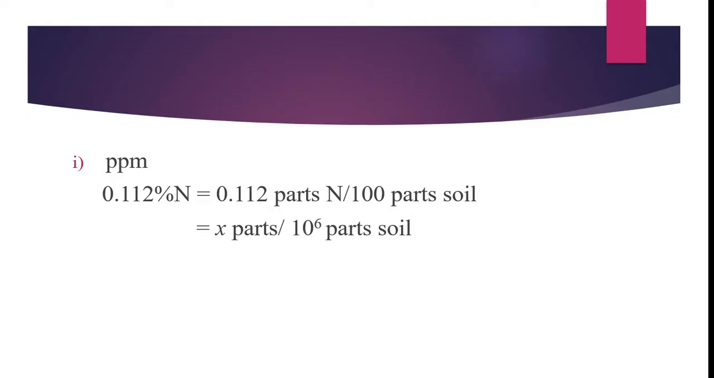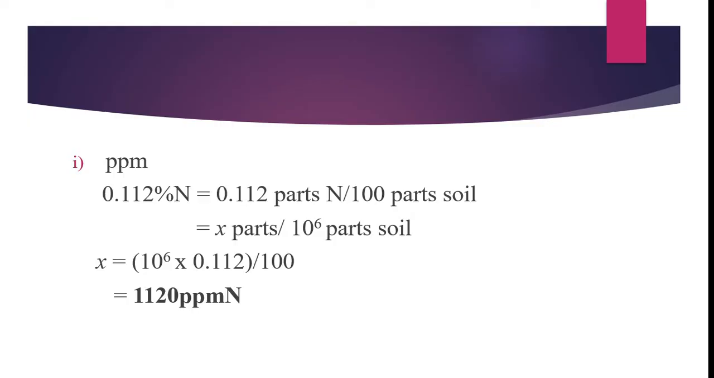So you cross multiply: you multiply the 100 by x, and the 0.112 by 10 to the power 6. By so doing, you have 100x equals 10 to the power 6 times 0.112. Then we can make x the subject by dividing both sides by 100. That is how we do cross multiplication. So you end up getting 10 to the power 6 times 0.112 all over 100, and then we get 1120 parts per million nitrogen. As simple as that. So this is how we go about the calculation.